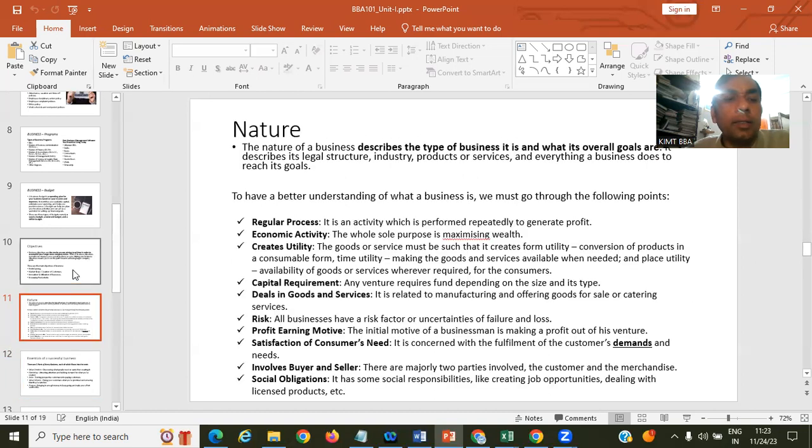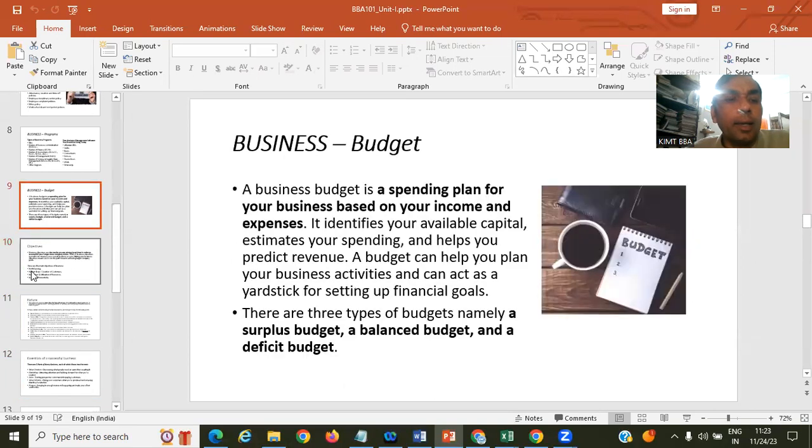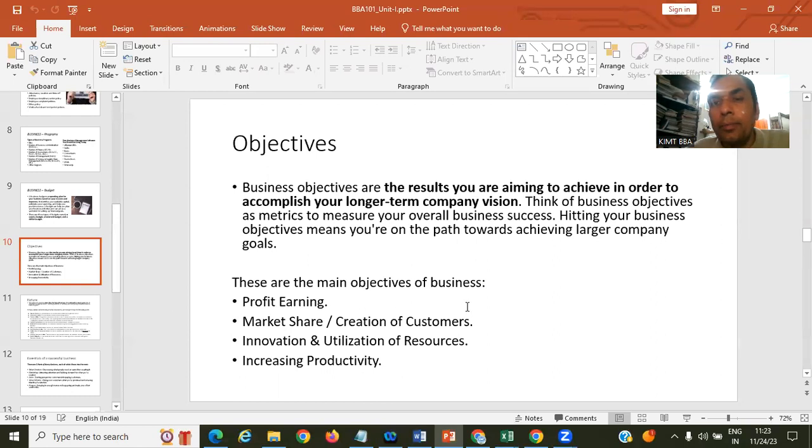Next thing, we'll learn some qualities of a good businessman. If a good businessman, what qualities are required? That we'll learn after a break. We'll take a quick break, maximum 5 minutes. We'll join in the same link.